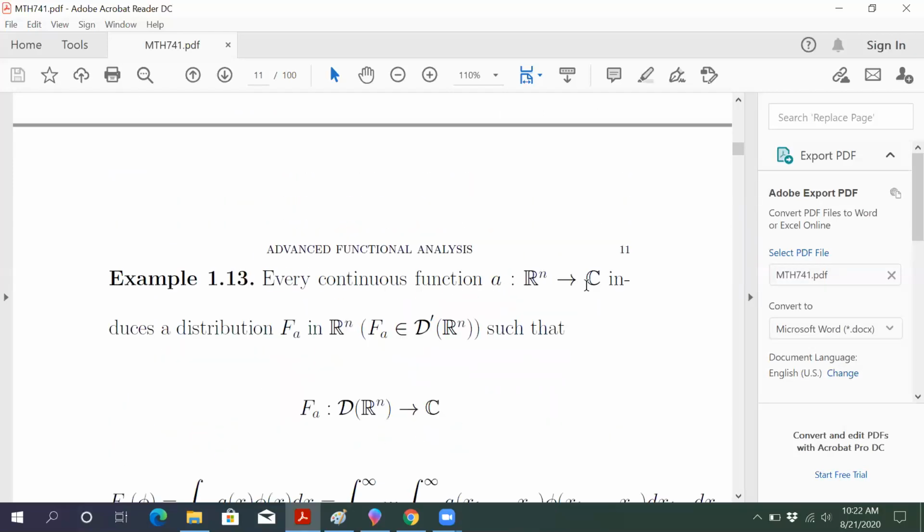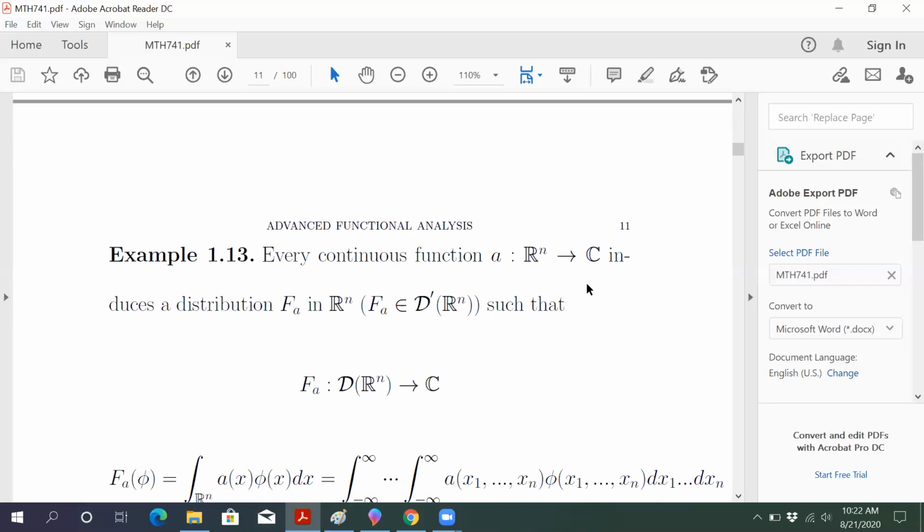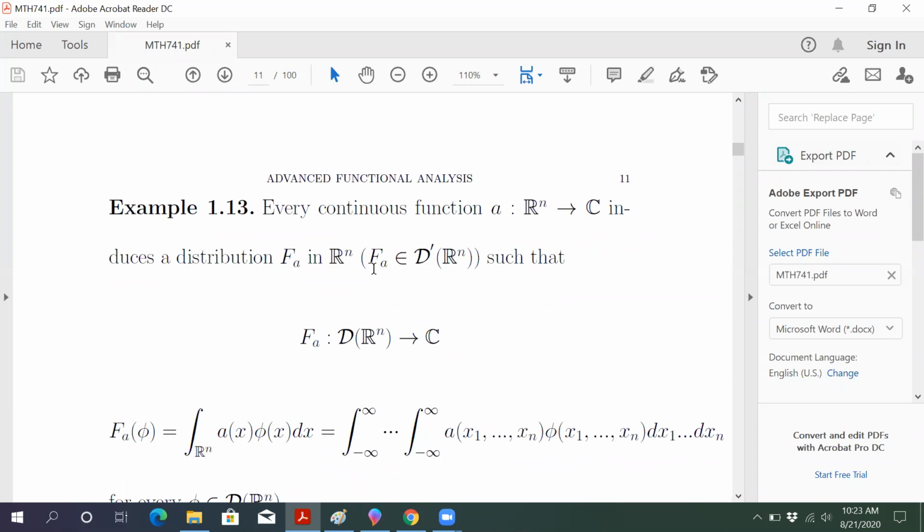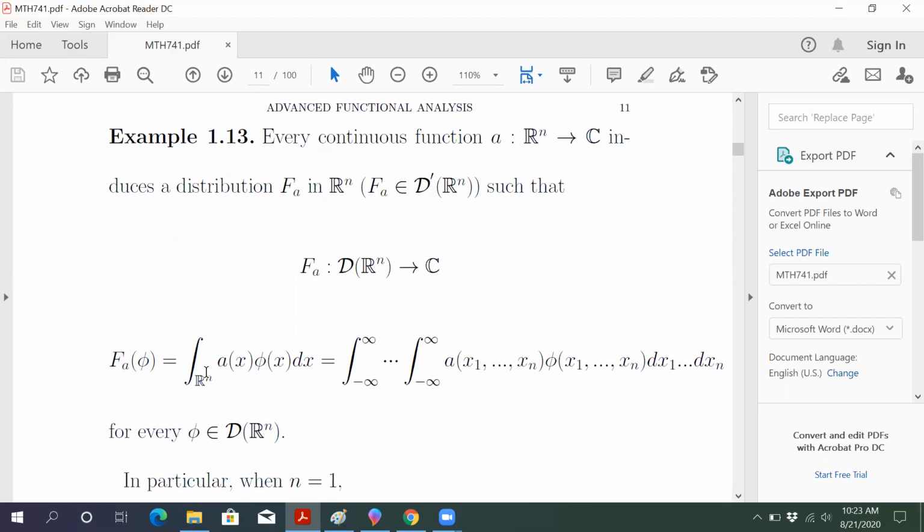Now we are going to give you some examples of distributions. Listen very carefully, starting with this. Every continuous function a from Rn into C induces a distribution f_a in Rn. It means f_a is an element of D'(Rn), such that, if you want f_a to be a distribution, it must be a continuous linear functional from D(Rn) into C. And f_a is defined by this formula: f_a maps every test function phi to the integral of a(x) phi(x) dx, or simply the integral of a phi.